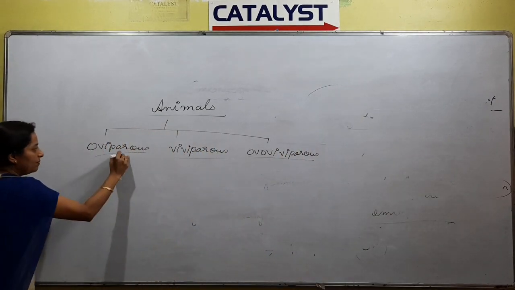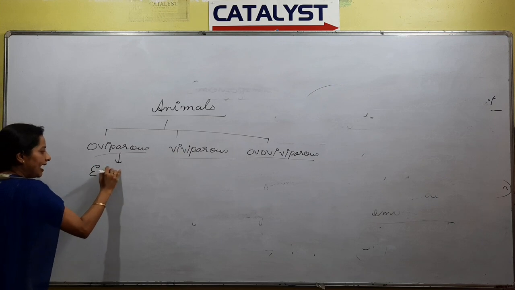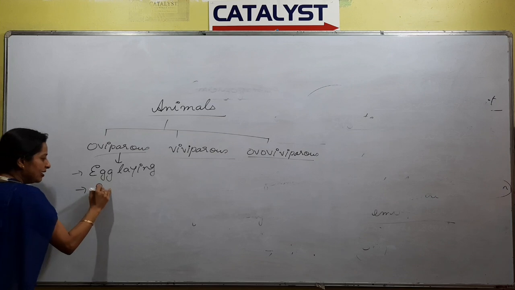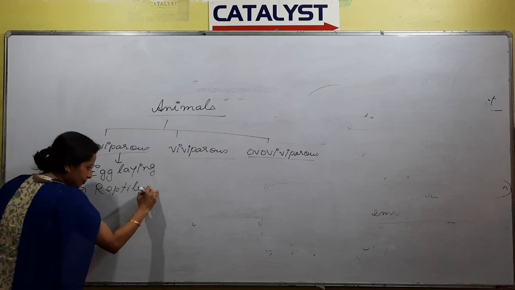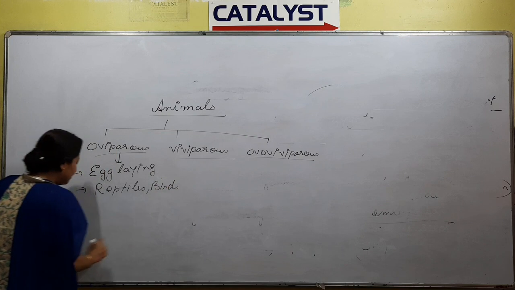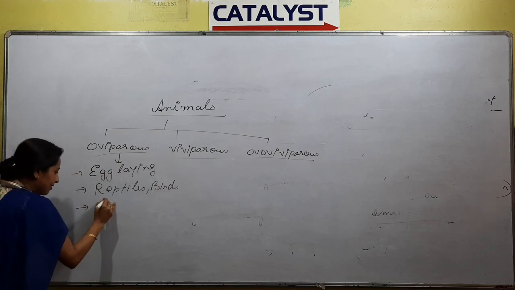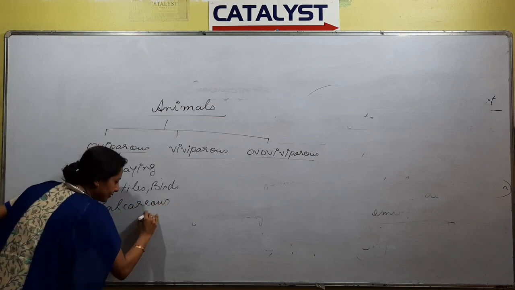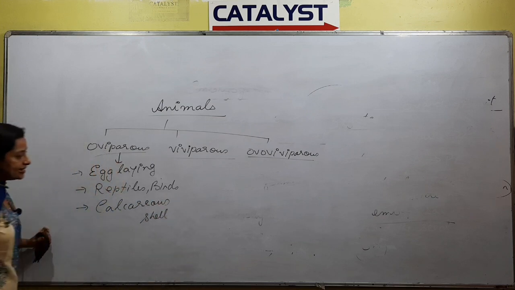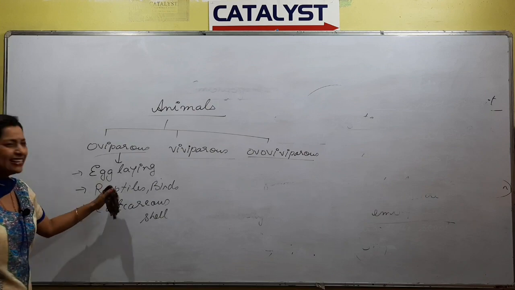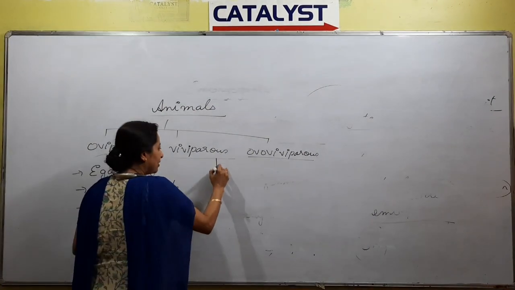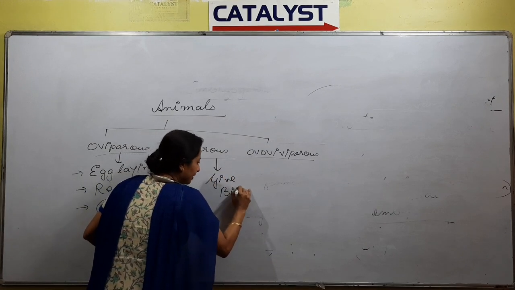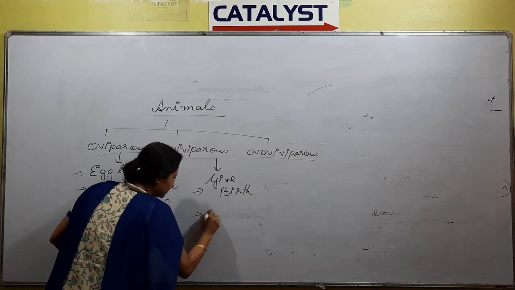When we talk about oviparous, we are talking about egg laying organisms, right? Examples are reptiles, birds, etc. Another point that you have to remember is they have a calcareous shell, a calcium shell. Talking about viviparous, they give birth. And what is the best example? Mammals, no?